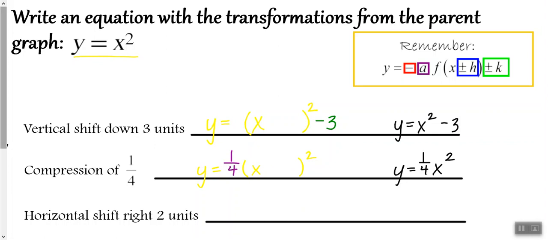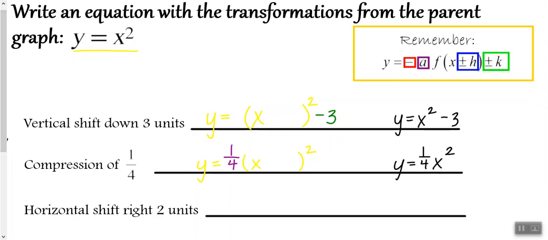All right, and the last one, we have a horizontal shift right 2 units. So again, I'm going to set up my shell, y equals, leave some space, x squared. All right, horizontal shift, that goes inside the parentheses with the x. And since we're moving to the right 2 units, it's really a minus 2. And again, just going to clean it up. So y equals parentheses x minus 2 squared.